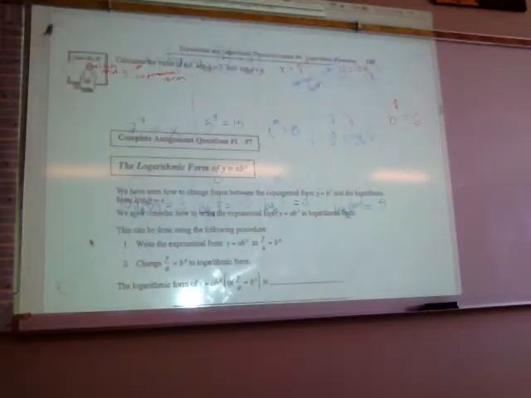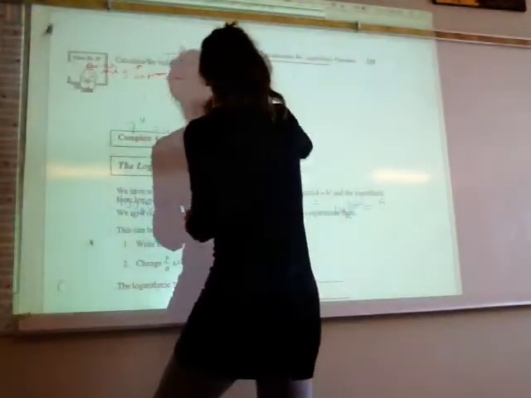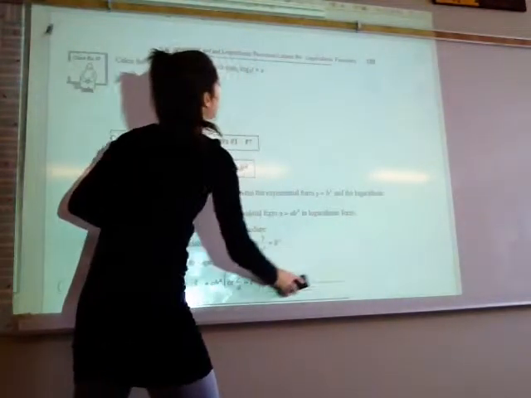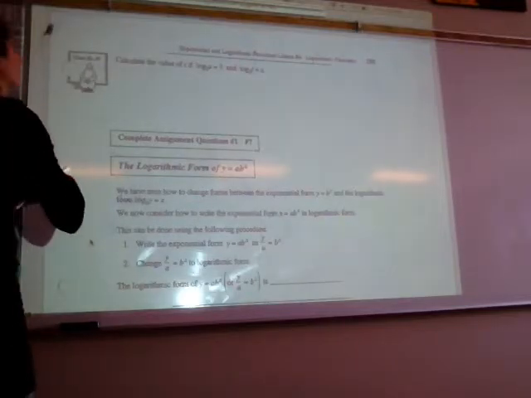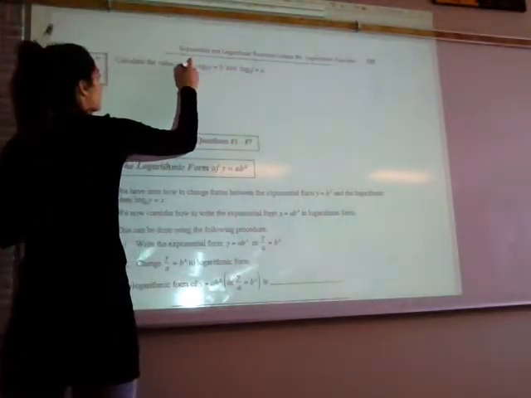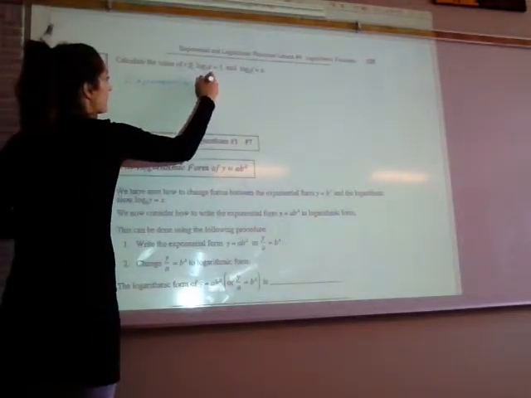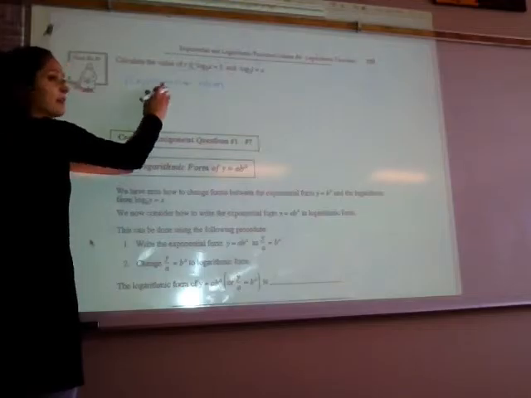Okay, and we're just going to finish with one calculation. Okay, so calculate the value of t if log base 2 argument x equals 3 and log base 2 argument t equals x. Okay, so first what we're going to do is we're going to put this into exponential form. Sorry, my marker's slowly dying. Okay, so by doing that, let's just see. So we have base 2. Maybe I'll get someone to help me.